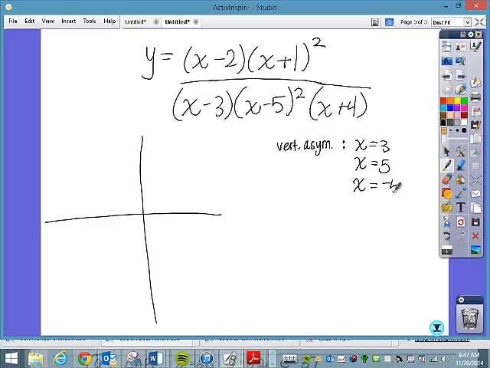So I have 3 vertical asymptotes. One at 3. One at 5. And one at negative 4.